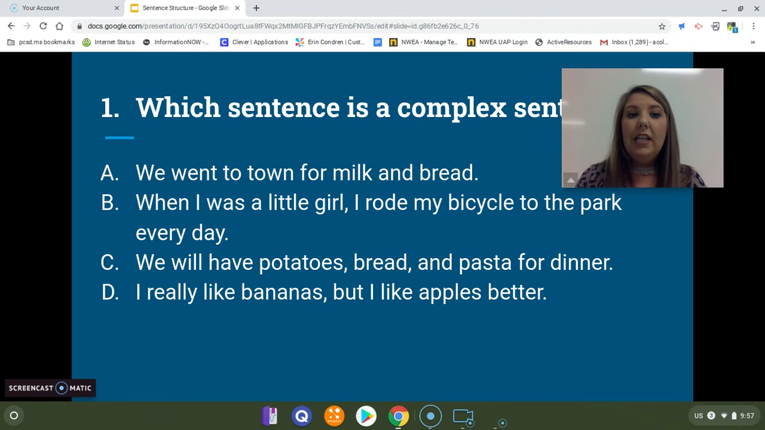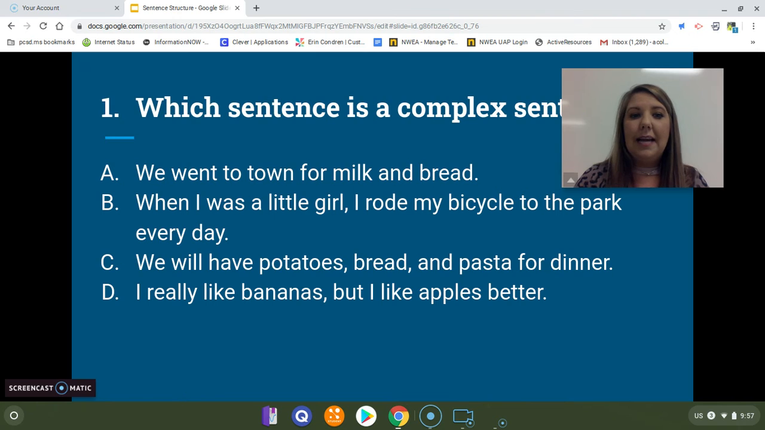C, we will have potatoes, comma, bread, comma, and pasta for supper. That is called items in a series. That is a simple sentence, but you are listing more than 2 items, so that's why you have the commas. These are items in a series. That's one of your comma rules.